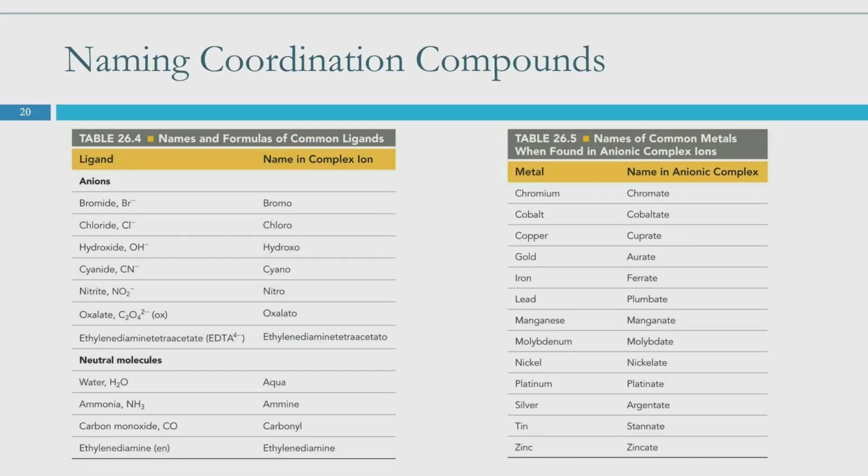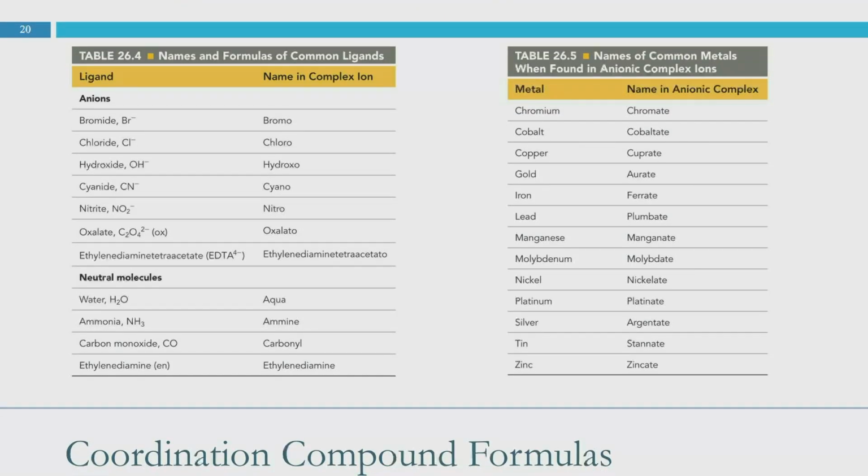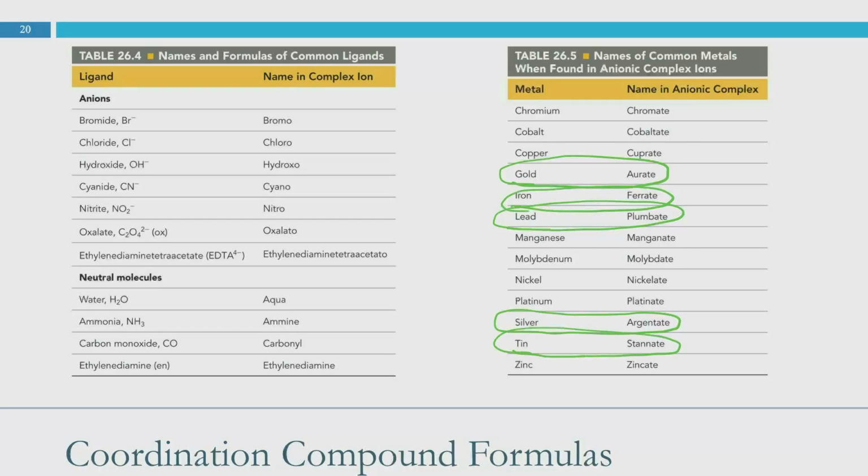All right, more tables from our book. So table 26.5 might be helpful. So looking at metals and the name if they're in an anionic complex, since if they're in a cationic complex, they're just what we expect to see. So the ones here that are maybe a little bit weird, gold is aurate, iron is ferrate, lead is plumbate. Other ones, silver is argentate, tin is stannate. I think those are probably the weird ones. So this is more just a, hey, you should recognize these. These ones are the Latin. I don't expect you to have these all memorized.